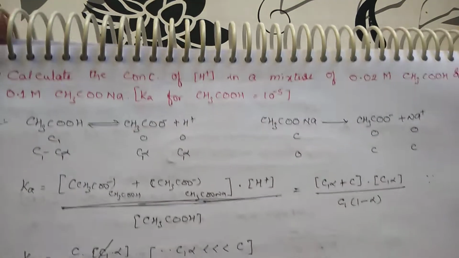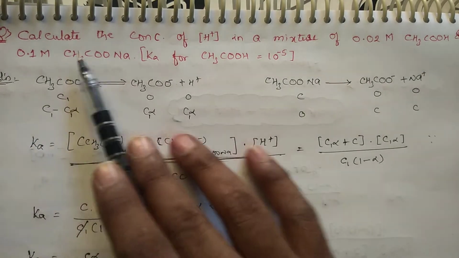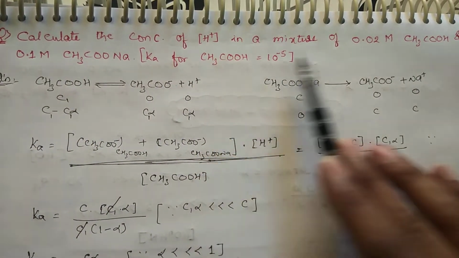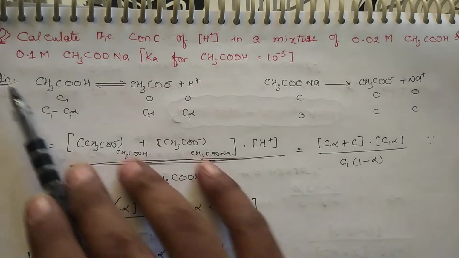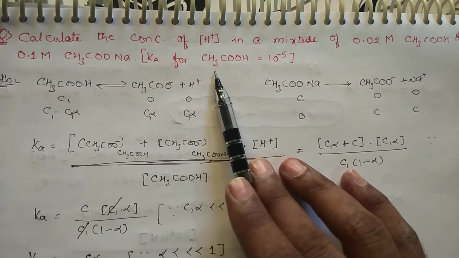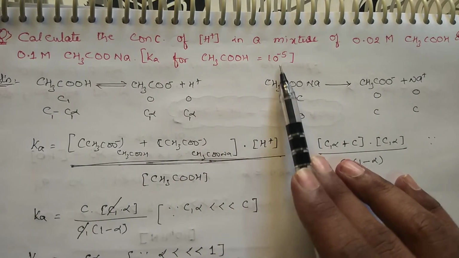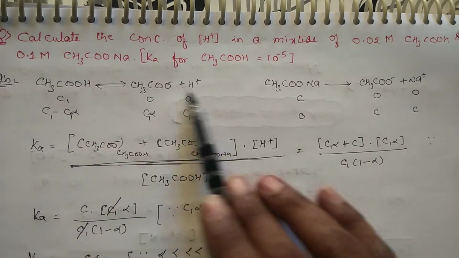So take one more question; solve this by yourself. Calculate the concentration of H plus found in the mixture of 0.02 molar CH3COOH and 0.1 molar CH3COONa. Ka for acetic acid is given as 10 power minus 5. See, acetic acid is a weak acid, so it will be in equilibrium.